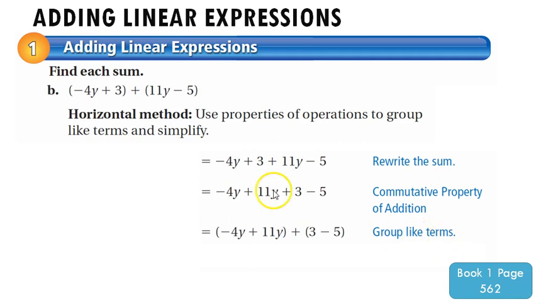And then we group like terms together. In this case, all our variable terms and our constant terms. And we combine like terms. Negative 4y plus 11y, we have 7 positive extra yo-yos. And again, 3 minus 5 is negative 2, or the expression 7y minus 2.